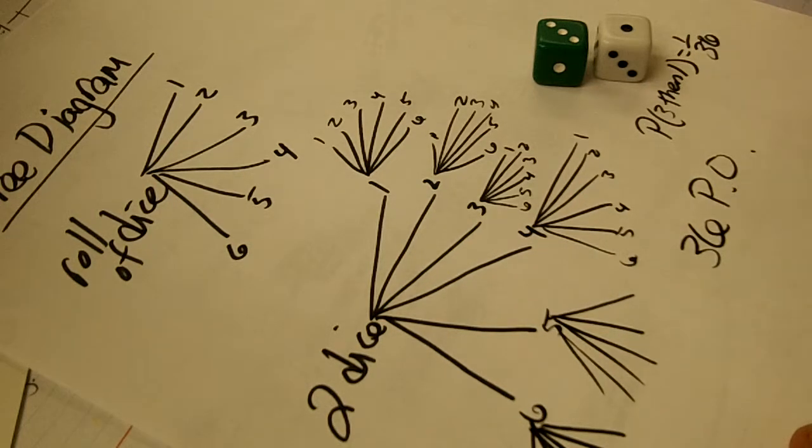So tree diagrams are good for showing probability, and they're good for showing all the combinations that can make a set of possible outcomes. And that's all I wanted to show.